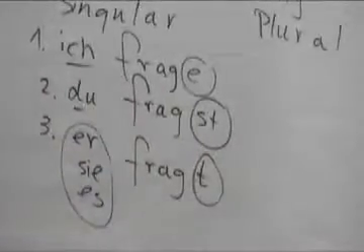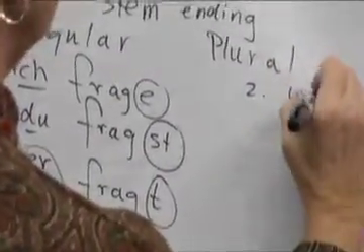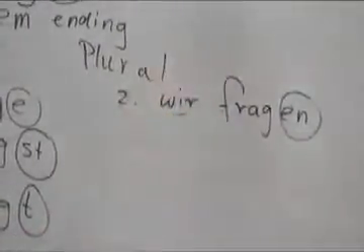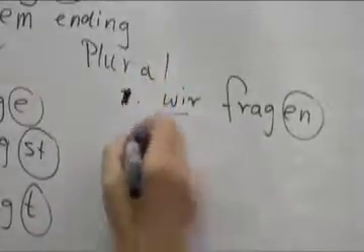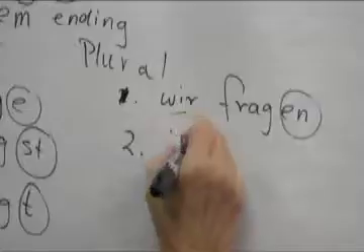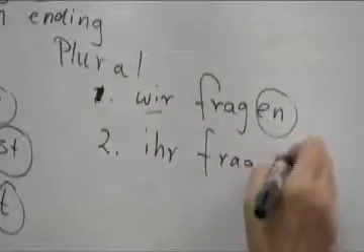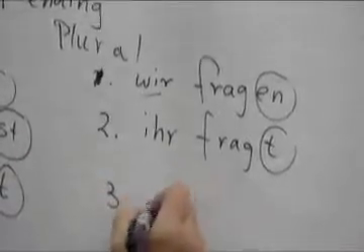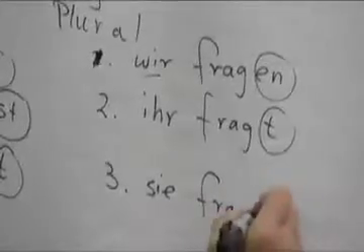Now let's look at the plural, when we talk about more than one person, okay? In the plural, we say wir, again, stem, personal ending. Wir, personal ending is en. That was number one. Then comes number two, ihr, you all: stem, personal ending. And the last one is sie, they, again, stem, personal ending.